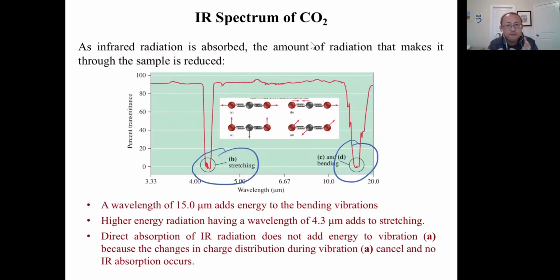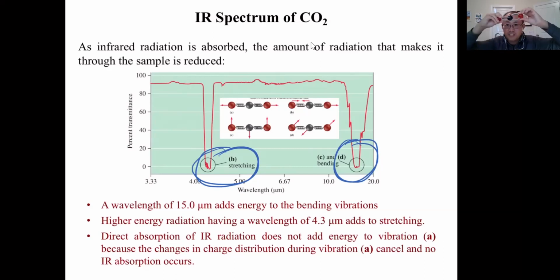The one around 4.3 micrometer wavelength absorption corresponds to stretching vibration, because stretching takes higher energy. So you need shorter wavelength IR to cause the stretching. So this group B is stretching vibration, while groups C and D, with the wavelengths around 16 micrometer, are bending, because bending takes less energy.